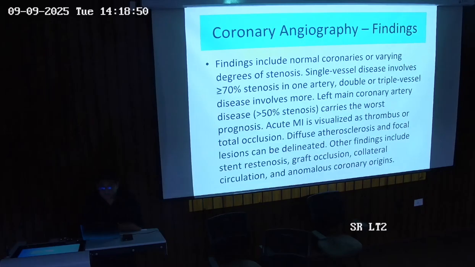Diffuse atherosclerosis and focal lesions can be delineated. Other findings include a stent restenosis, where the stent has already stenosed, and graft occlusion. If there is a CABG, that can be occluded in later years. Collateral circulation is formed. Anomalous coronary origins of the arteries can be detected by coronary angiography. So stenosis of the coronary artery can be detected by coronary angiography.